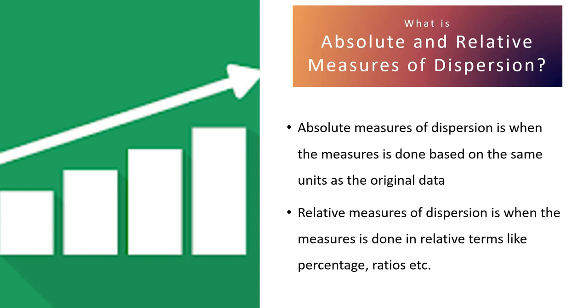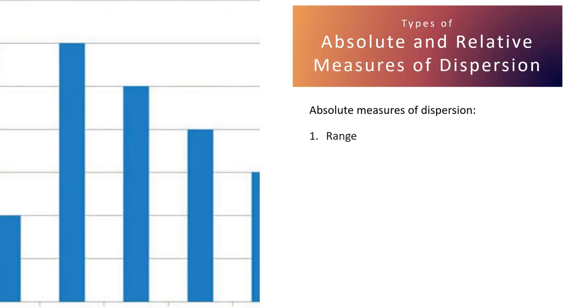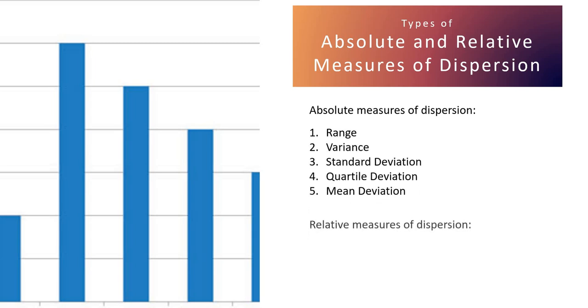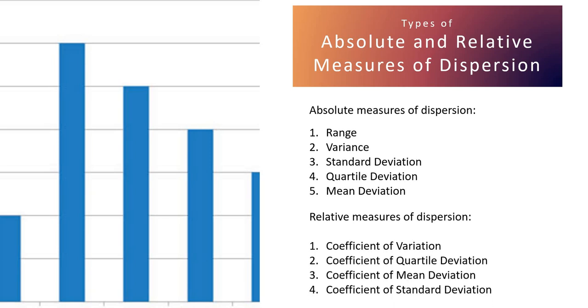For example, if we are saying that we have a small farm and its profit for the month is 400 rupees, then it is called an absolute measure of dispersion. But whenever we say that the profit for the month is 10% more than the profit of the last month, then it is called a relative measure. Now there are five major different ways of calculating absolute measure of dispersion and four major types of relative measure of dispersion. So let's discuss one by one.